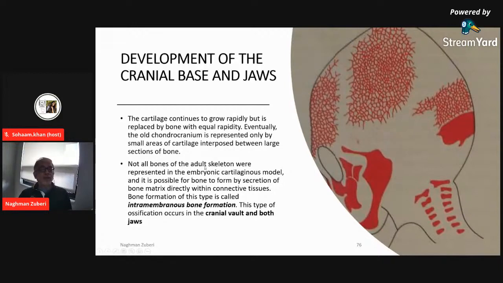Not all the bones of the adult skeleton were represented in the embryonic cartilaginous model, and it is possible for bone to form by secretion of bone matrix directly within the connective tissues. Bone formation of this type is known as intramembranous bone formation. This type of ossification occurs in the cranial vault and maxilla as well as mandible, both the jaws.